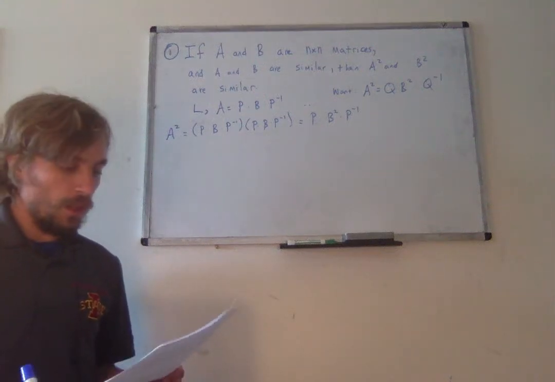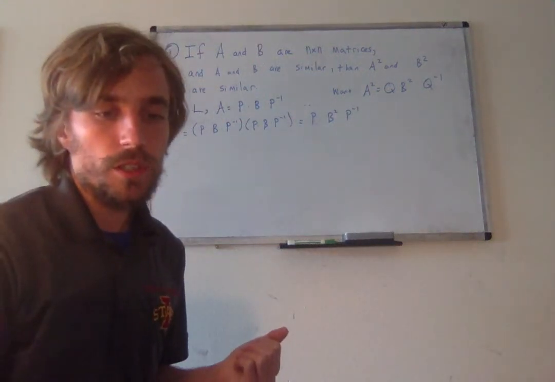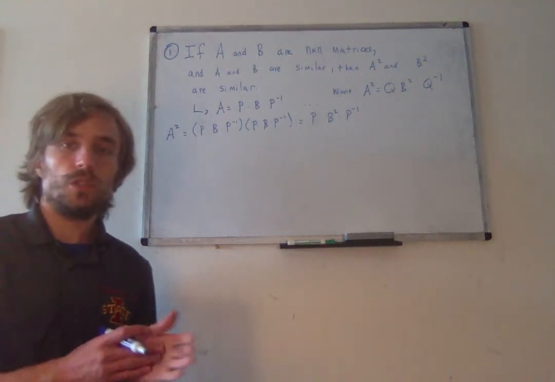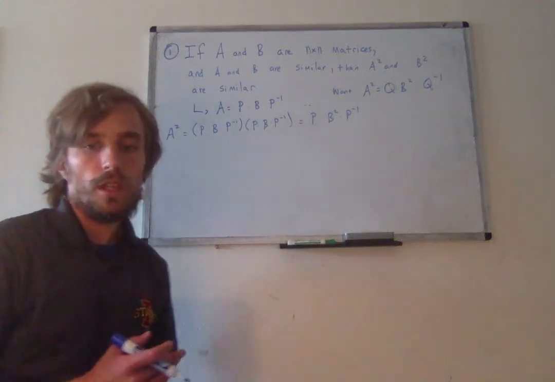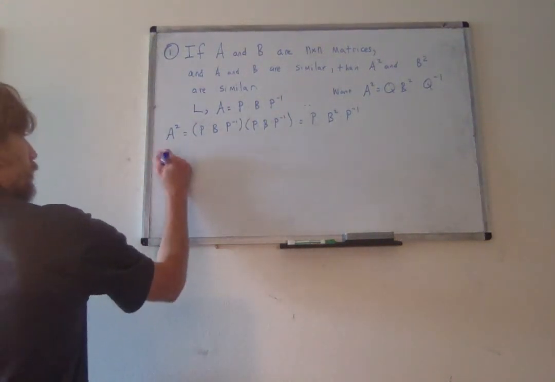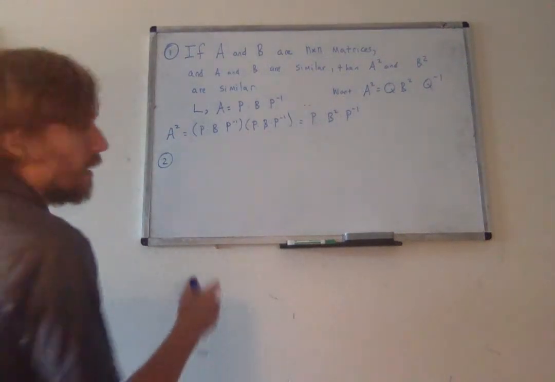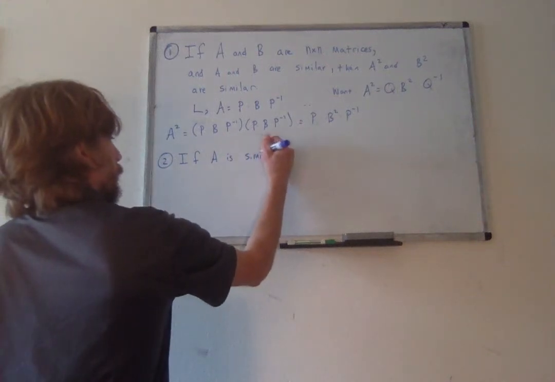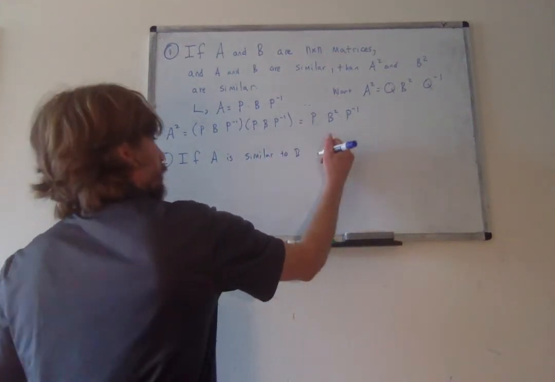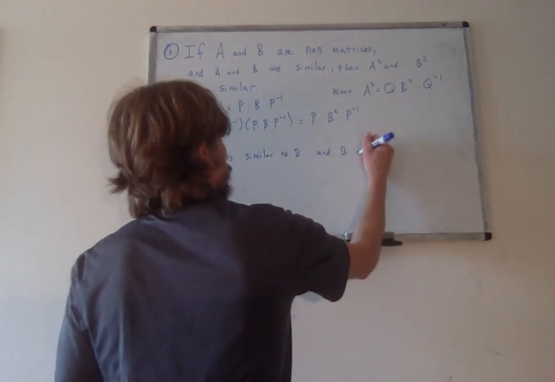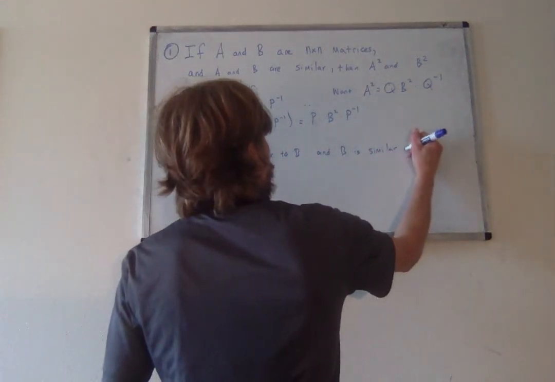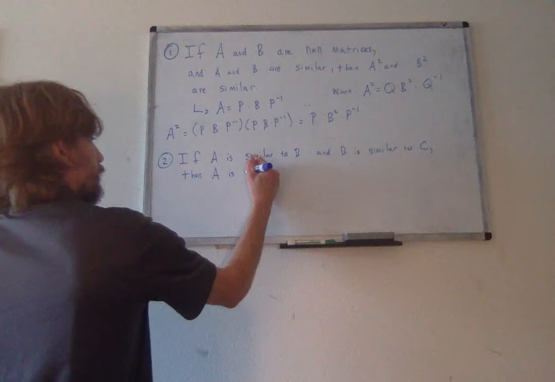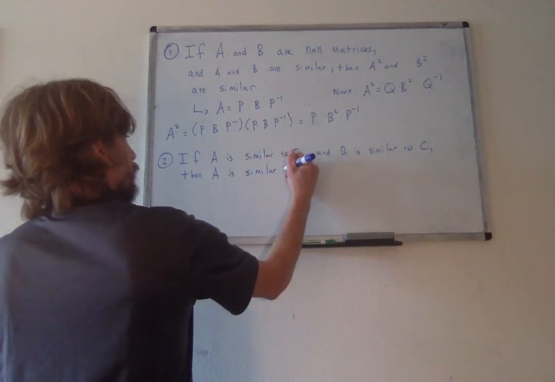So there's sort of four questions: one, two, three, and then a bonus challenge question. I'm going to do two and then leave three and the bonus question for you, but I'll post the solutions at a later date. So the second question says that if A is similar to B and B is similar to C, then we want to show that A is similar to C.